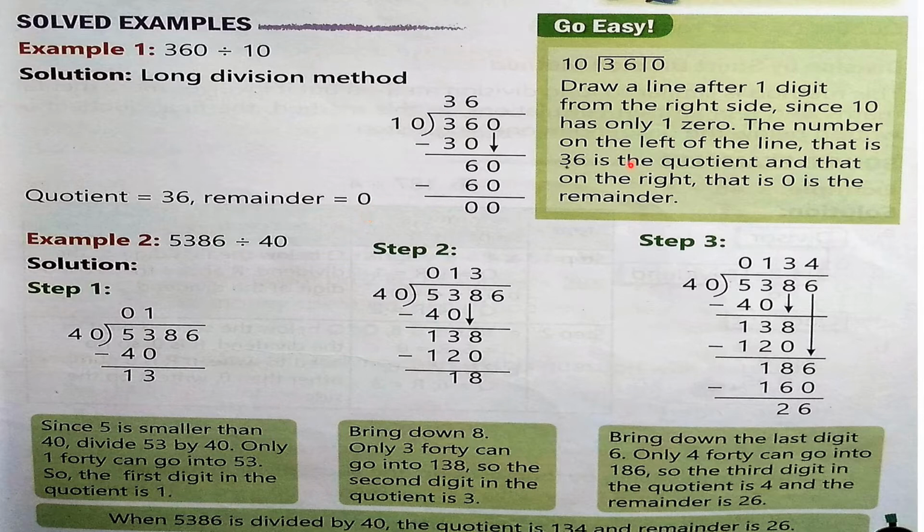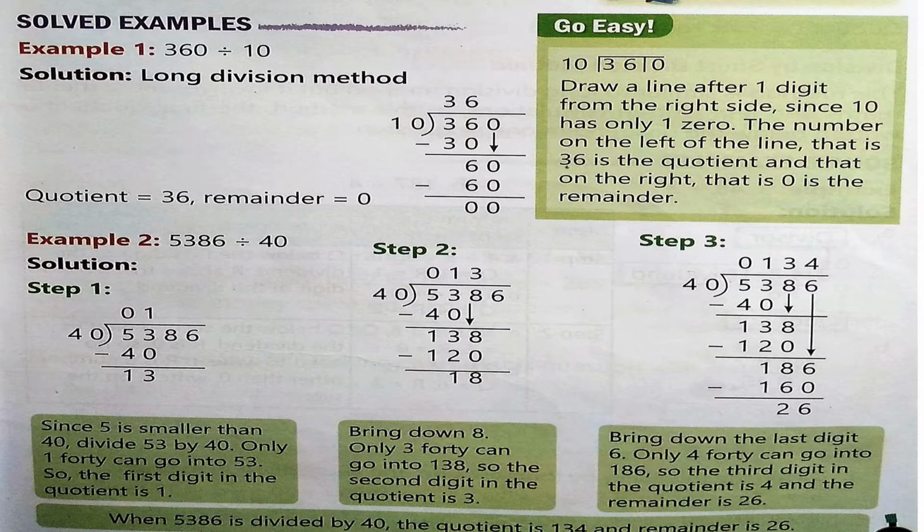Now an easy process. How to do it? See here. Draw a line after one digit from the back side, that is, from the right-hand side. Since 10 has only one zero, the number on the left of the line, that is 36, is the quotient, and on the right-hand side, that is 0, is the remainder. The quotient is 36 and the remainder is 0.